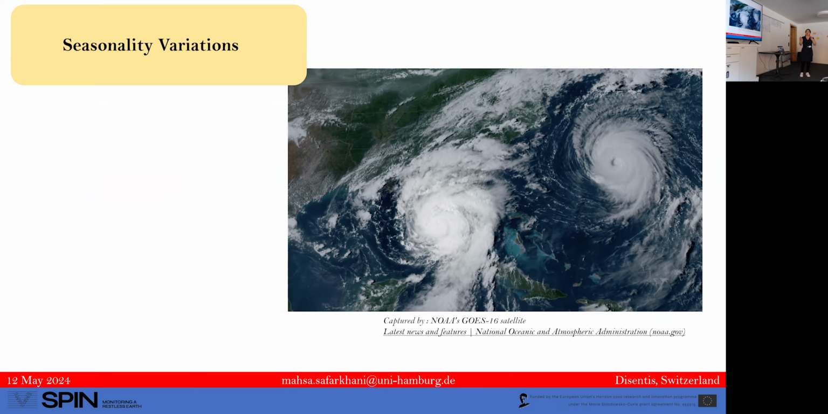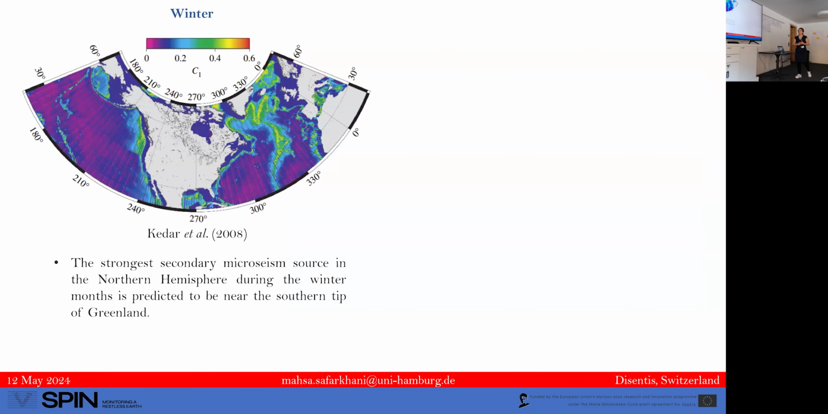And as we know, the seasonality variations are stronger in the secondary frequency band. So I'll show you the results for the secondary frequency band in this way. First, I'll give a short review of the general global pattern of the seasonality variation in the secondary frequency band.